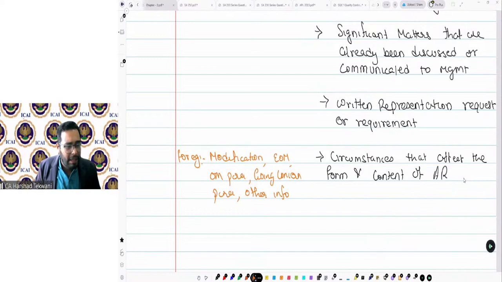Other information para. We will learn these at the time of reporting. But remember, as of now, if there is any significant change or any circumstance which is changing any part from being a standard part, then I need to communicate the same to those charged with governance. And last is any other significant matter.